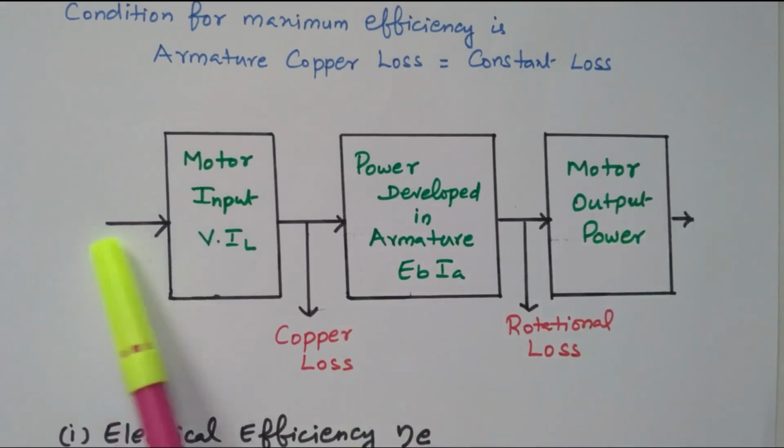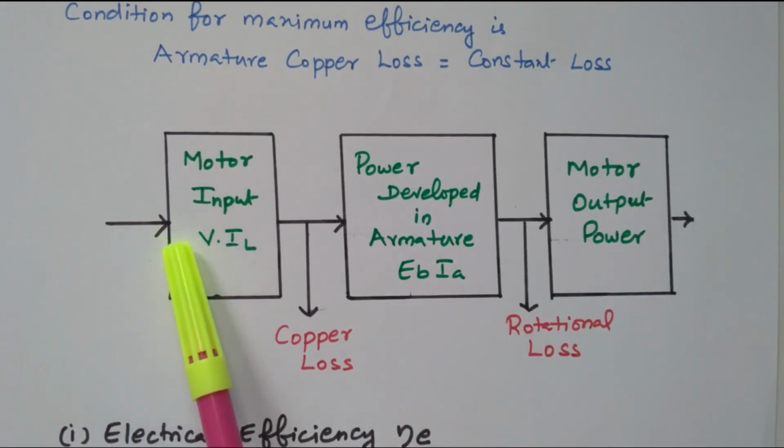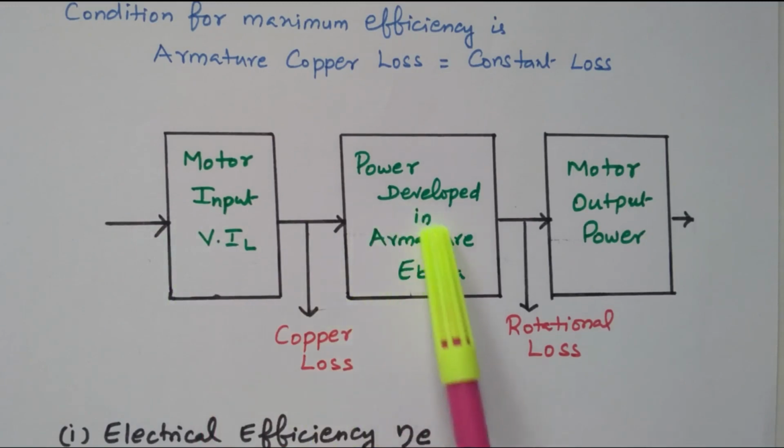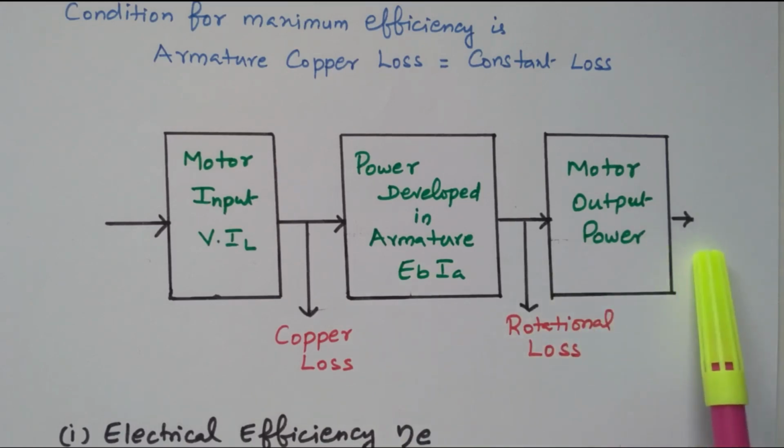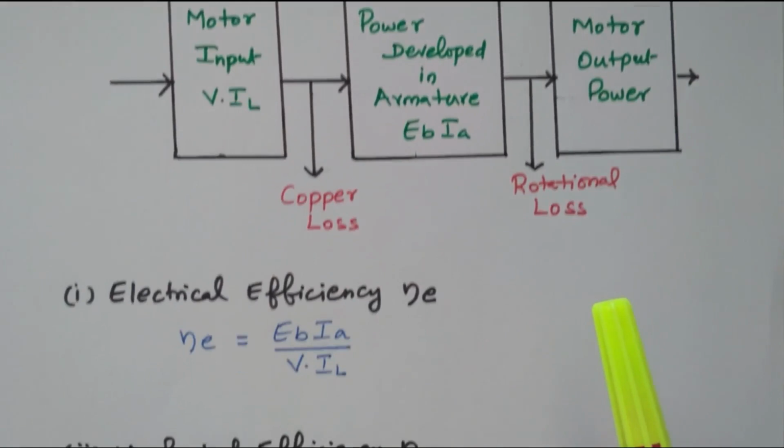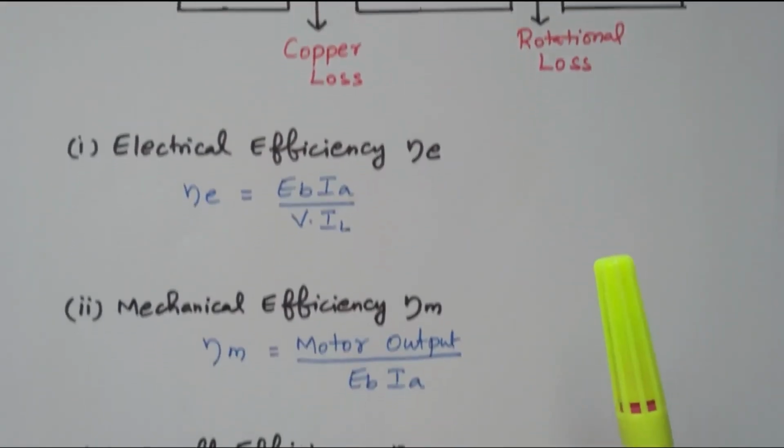So, the electrical energy is given. Current flows through the field winding and armature winding. Some copper loss will happen and power is developed in the armature, so that it starts to rotate. Once rotated, the rotational losses will happen, and the remaining will be available as the motor output. Motor output is nothing but rotation. Based on that, we have three different efficiencies available.